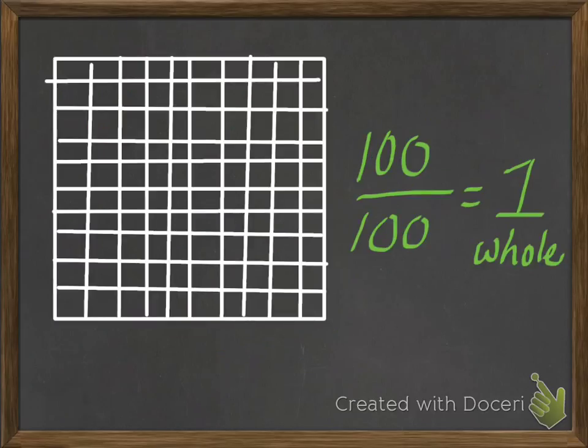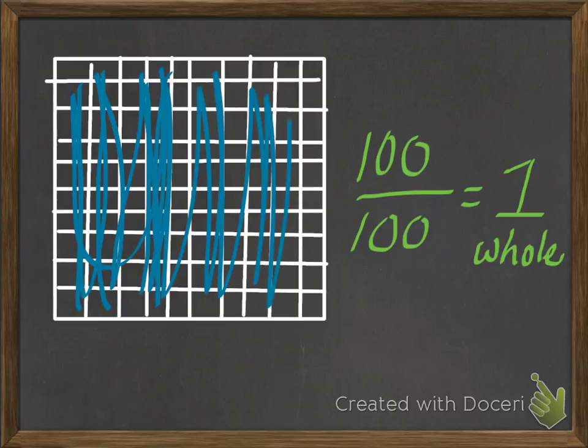Here's an example of a grid. It looks very much like a hundreds chart. Imagine that this is a large piece of chocolate and then I cut it into 100 tiny pieces. If you ate all 100 tiny pieces, then you have eaten the whole piece of chocolate. Okay, so 100 100ths equals one whole. So if we filled in the whole thing, that's going to equal one whole. Okay?